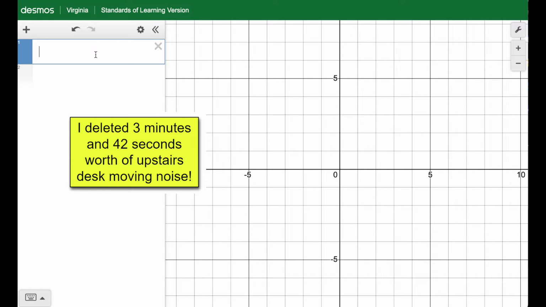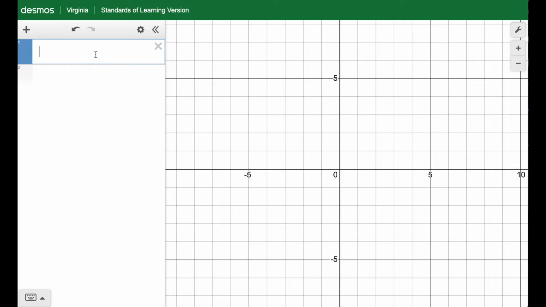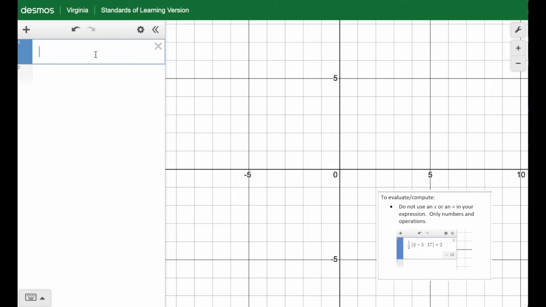Moving along, one of the things that I noticed in class was that it's not obvious when you use an equal sign and when you don't use an equal sign. So let's say that you want to just do a computation. If I say to you, evaluate this absolute value function for, let's say, f of negative 3, you want to type the expression without any variables in it. You want to type with no x's, no equal signs.